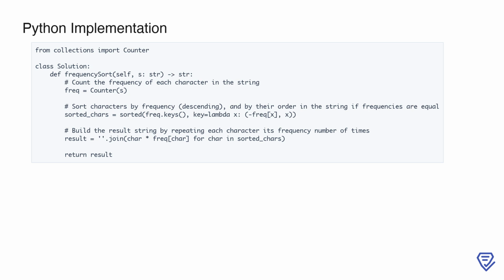Complexity analysis. Time complexity. Counting frequencies takes O(n), sorting characters takes O(k log k), where k is the number of unique characters, and building the result string takes O(n). Overall, the complexity is O(n + k log k). Space complexity. The solution uses O(k) additional space for the frequency dictionary and O(n) for the result string, leading to O(n + k) in total. This implementation is efficient, concise, and handles edge cases like empty strings or strings with all unique or identical characters correctly.